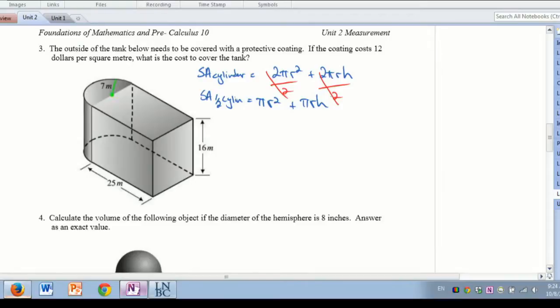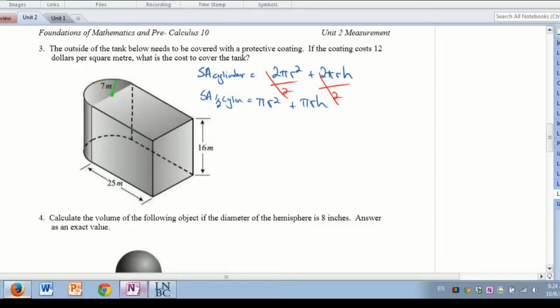The 2's just cancel away. You'll notice pi r squared is the area of a circle, and pi r h is that rectangle I drew earlier, but the pi and the r is just the circumference formula, and then the h is the other half of that. The other thing I have here is a rectangular prism, kind of a box, if you will.